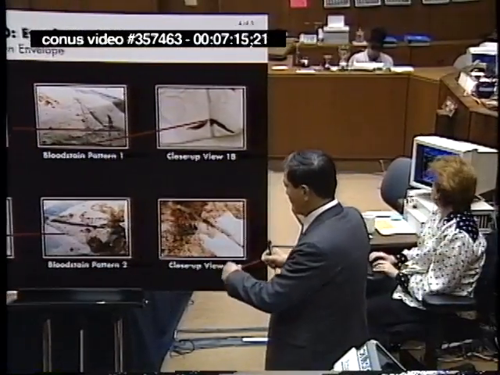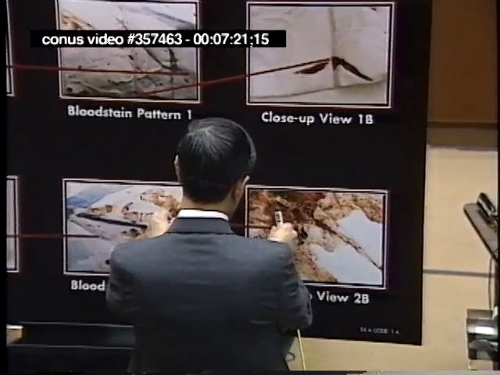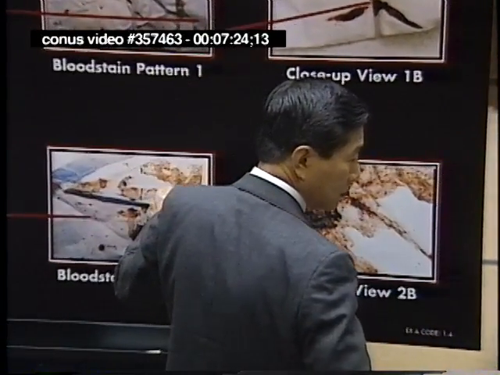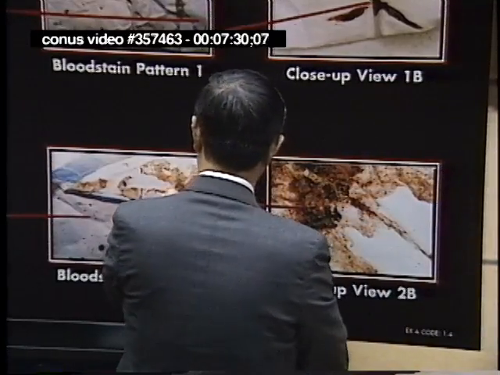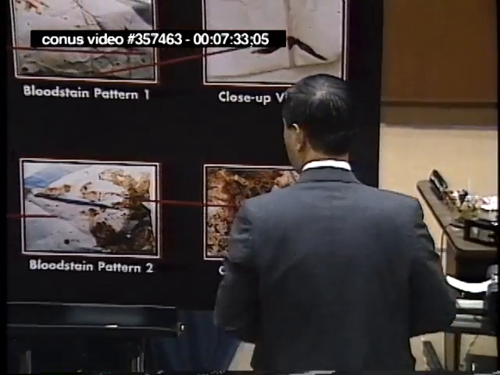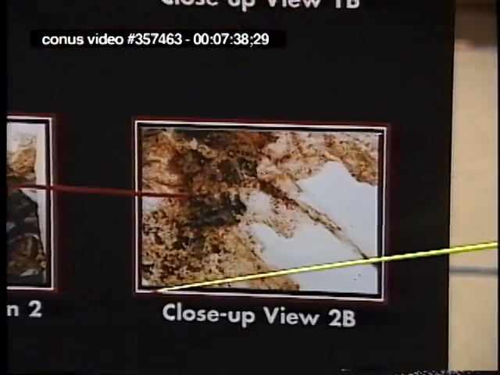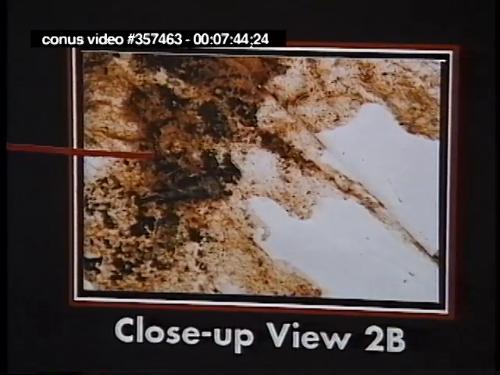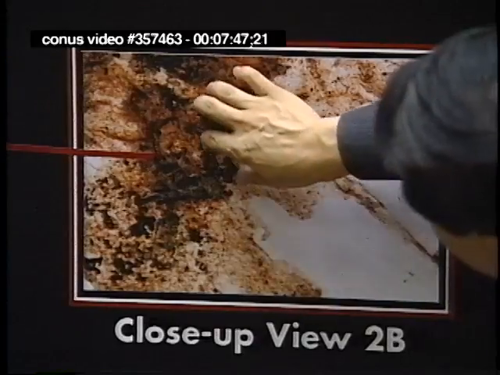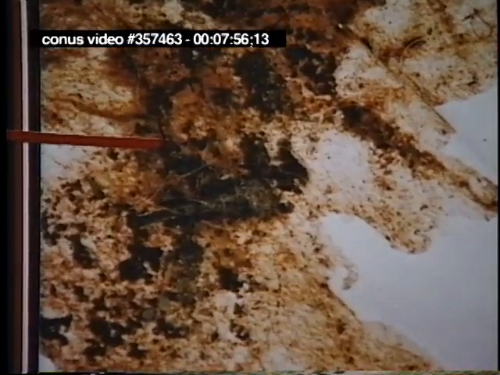Now, could you move to close-up view 2B? What does the close-up view 2B indicate in terms of the pattern? Close-up view 2B consists of a heavy blood stain. On top of the blood stain, caked with some soil debris. In addition, numerous hair, fiber-like material adhere on this surface.